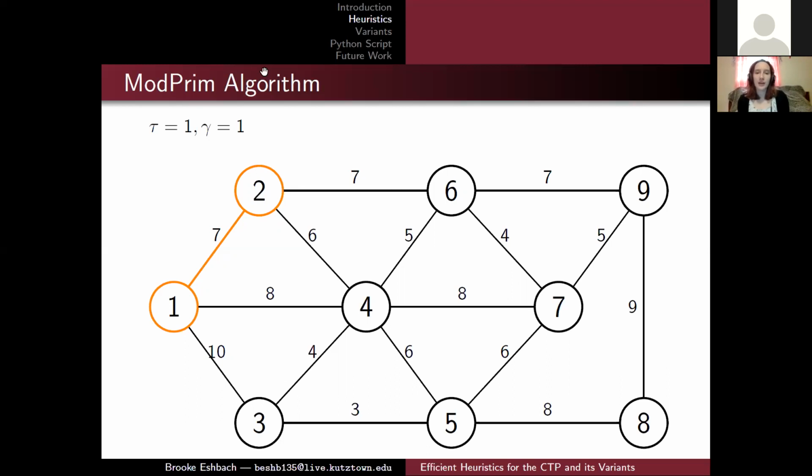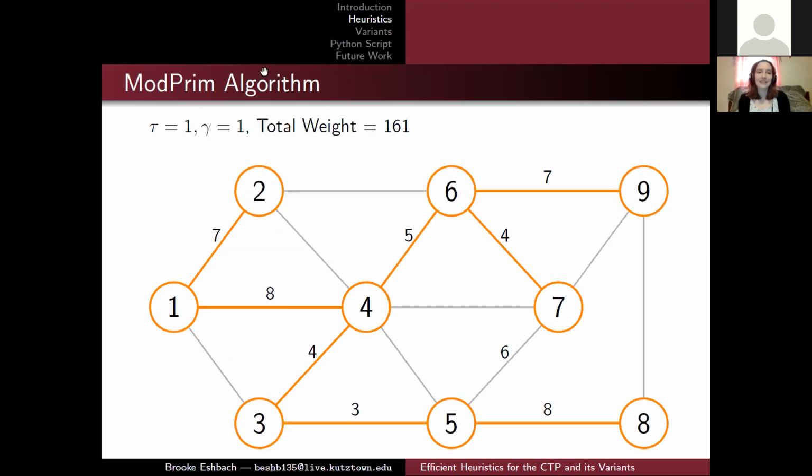And then we're just going to do that again and again until you have every vertex in the solution. And once we do that, we have a solution looking like this, which has a total weight of 161. And that actually is also our total cost, since we multiplied by tau and gamma along the way. And you can see that it has some resemblance to both the minimum spanning and shortest path trees, but it is not the exact same as either one of them, which makes sense since it's a hybrid algorithm.